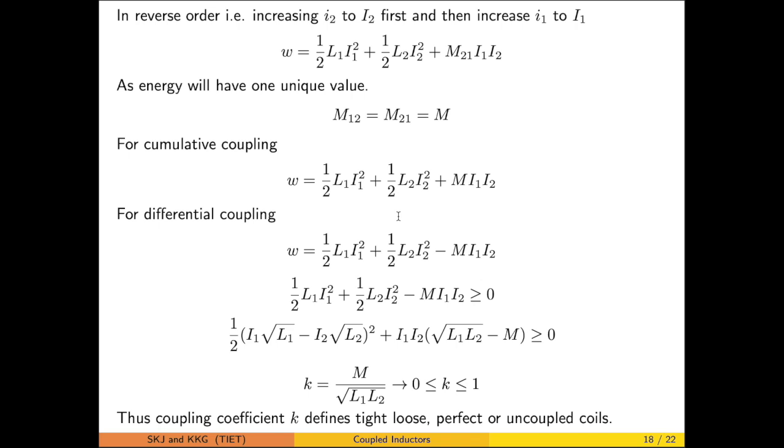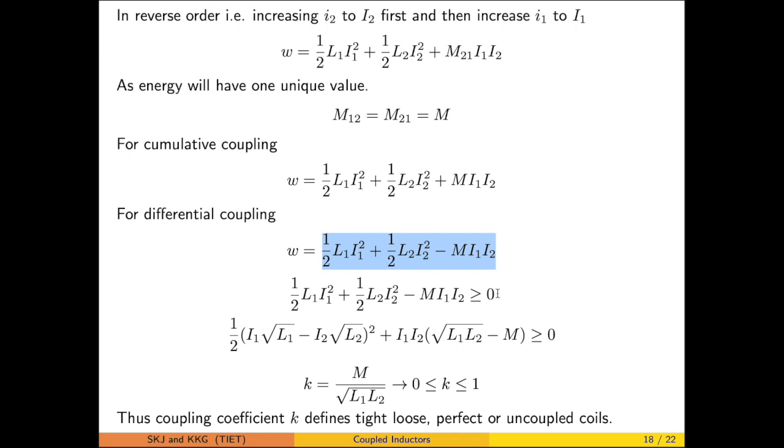Now when we are considering the cumulative coupling, this particular will be the arrangement. So the same plus sign is appearing. If the differential coupling is there, then the minus sign will be appearing. This minus sign, or you can say the differential coupled inductors, are giving some useful information. This suggests that the energy cannot be negative. So this particular term has to be always greater than or equal to 0.